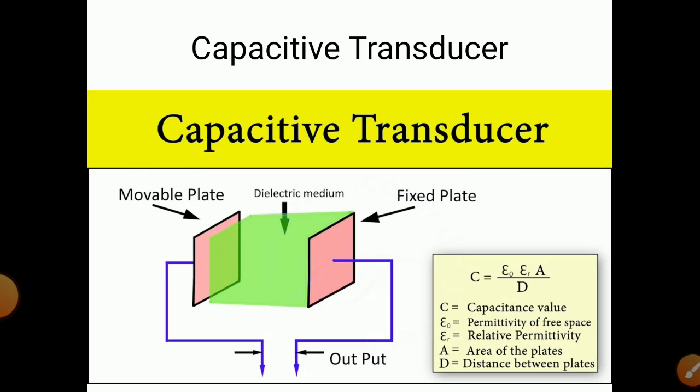Now capital A is the area of the plates. There are two plates, so the cross sectional area of the plate is called capital A, and D is the distance between the plates. So D is nothing but the distance between the plates. Okay.